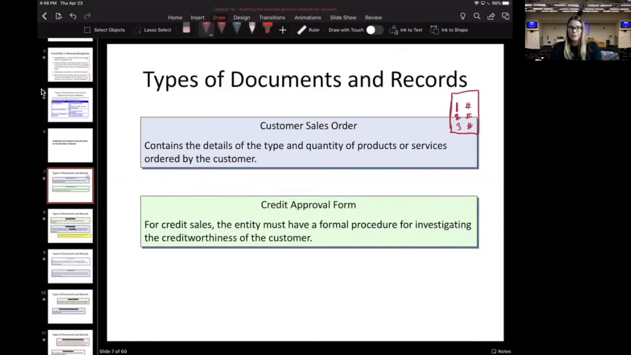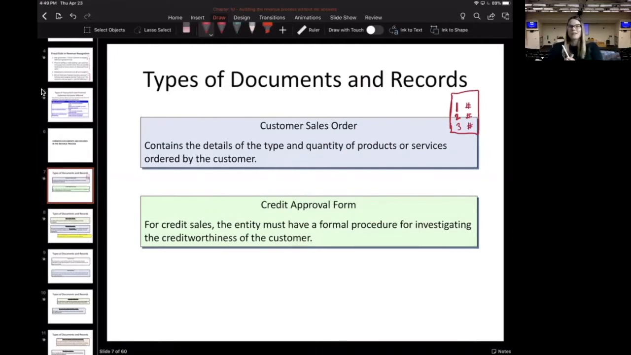The credit approval form is going to be used by the credit department when they are determining whether or not typically a new customer is credit worthy. So think of this as like you applying for a credit card, and they have to check your credit to figure out if they want to advance any credit to you and how much credit they want to advance to you. So companies will go through that same process when they are vetting customers to see what level of accounts receivable balance they're comfortable with a customer having, right?